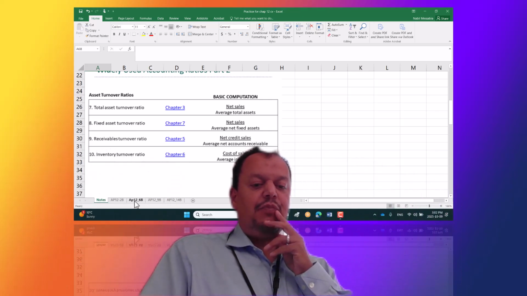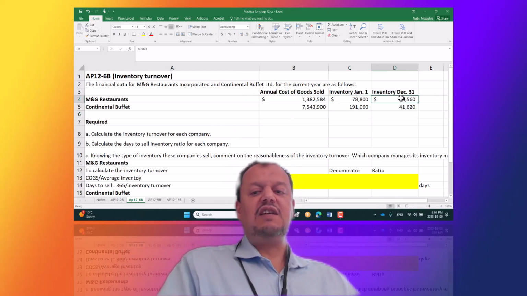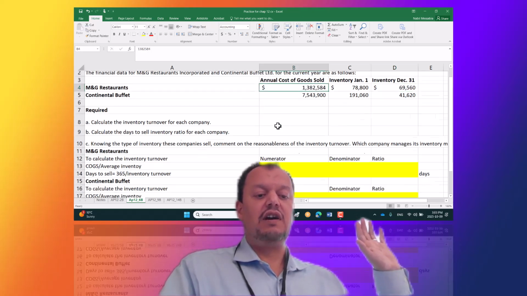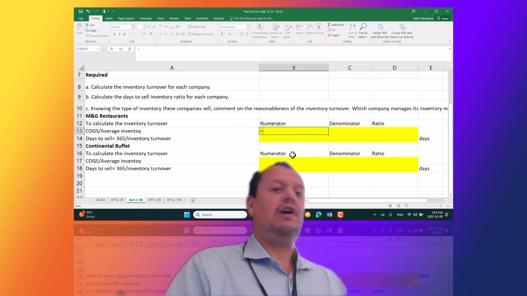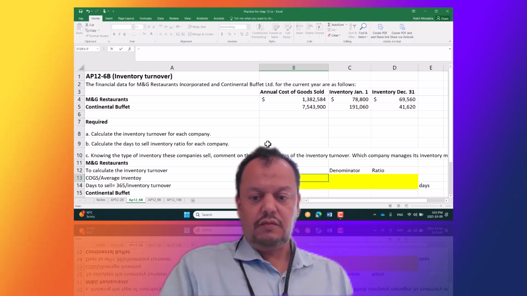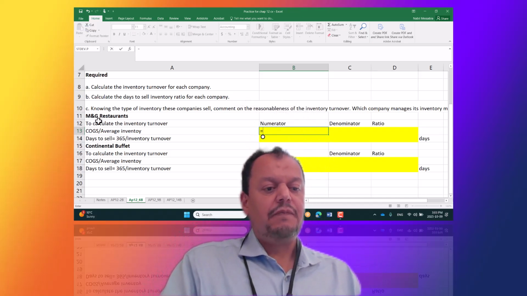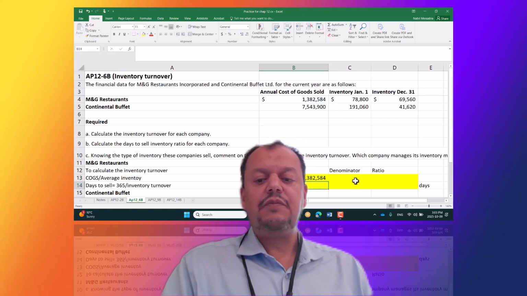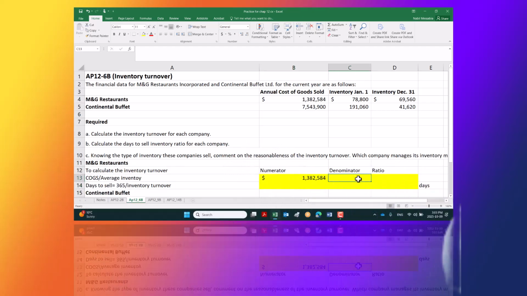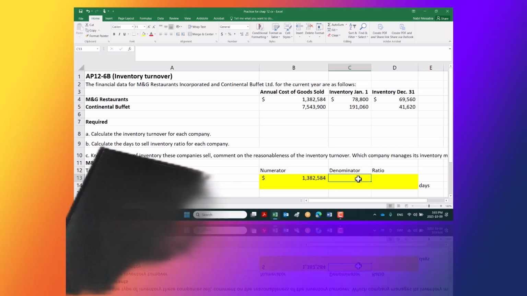Okay, let's do it. So here, I have two companies. I have the opening balance of the inventory, the ending balance of the inventory, and the cost of goods sold for every company. So, to calculate the inventory turnover, the numerator is the cost of goods sold, right? This is cost of goods sold for the first company, M&G. The denominator. How do I calculate the denominator? So it says in the formula the average. So how do you calculate the average? Average between what and what? Between the opening and the ending.